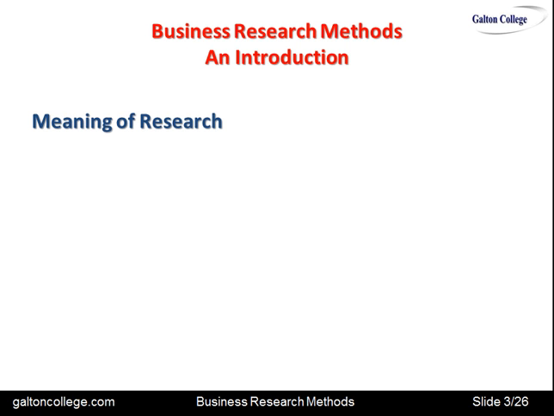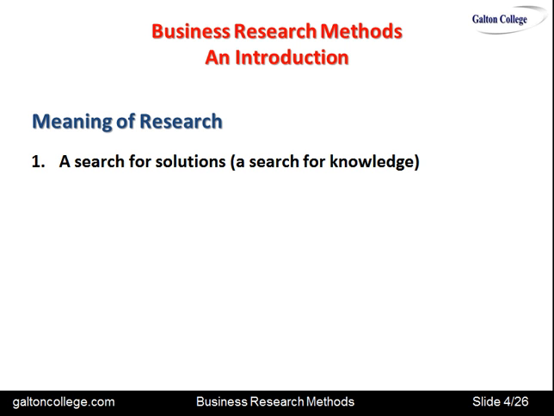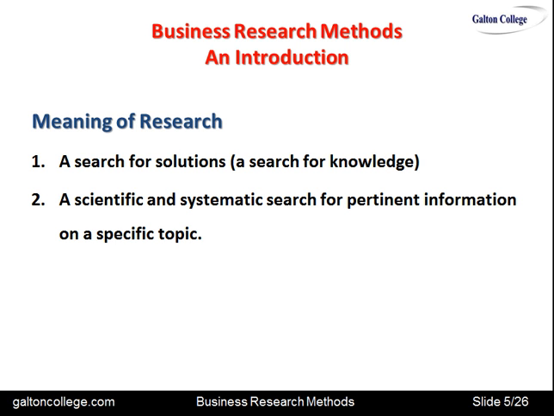First of all, let's start with the meaning of research. First of all, it's a search for solutions. It's a search for knowledge. That's what research is. It's looking for solutions. Generally speaking, we consider it to be a scientific or systematic search for pertinent information on a specific topic. When we say scientific, we mean using logic. It's not haphazard, it's not random, it's systematic. It's going about the process of getting information in a methodical manner.